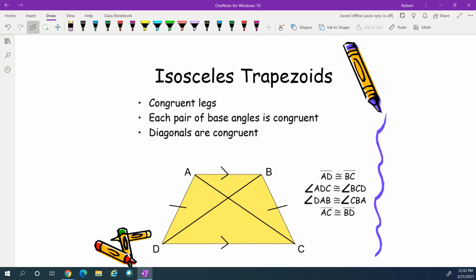When we get to isosceles trapezoids, now we're going to add in the things that we already know about isosceles triangles. The legs are congruent. Base angles are congruent. Each pair of base angles are congruent. So the two angles that sit on AB are congruent. The two angles that sit on DC are congruent. And the diagonals are congruent. So we have a group of properties.